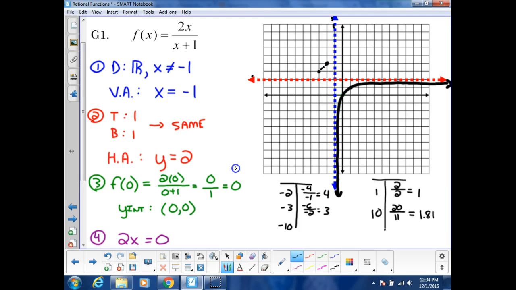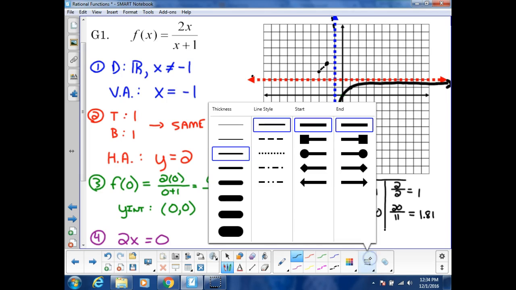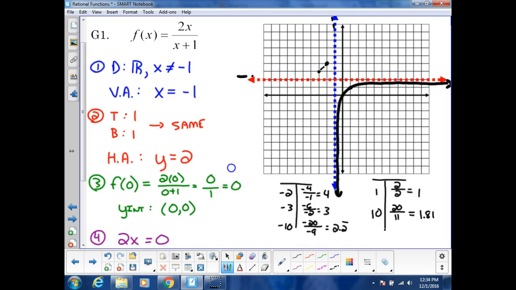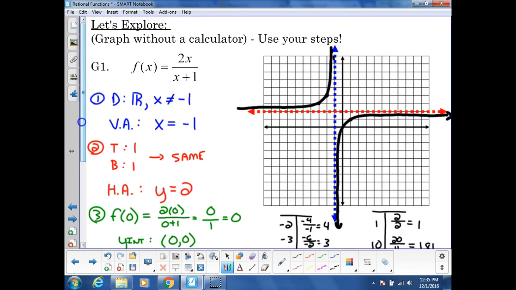So hopefully when I put in -10, I'm a little bit more than 2. Okay, so I get -20 on top over -9, which ends up being 2.2 repeated. So it did work out for us. That came through here, went up, and then went that way.